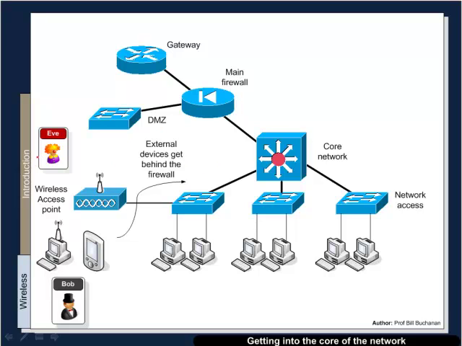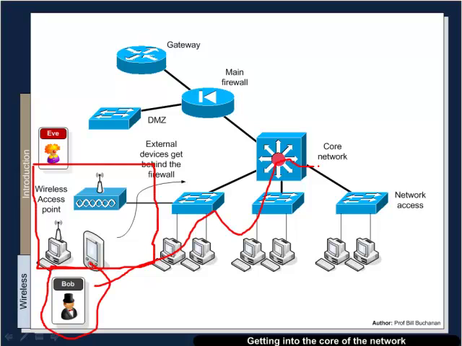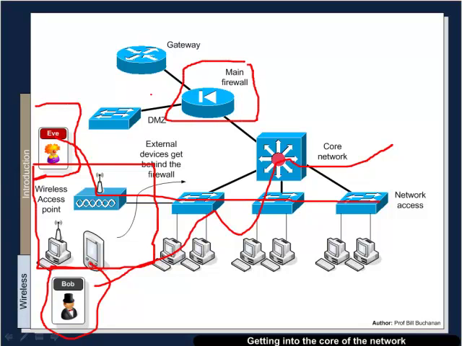So the problem that we have is that if we provide wireless access from inside our network infrastructure, then it means that Bob can have direct access to all the services that are required inside the network. Unfortunately, if we provide public access, then Eve could come along and get direct access to the core infrastructure. So she now gets behind the main firewall and can go in through this into the core network.